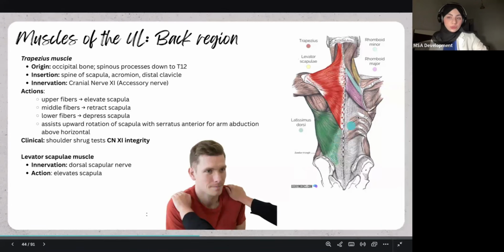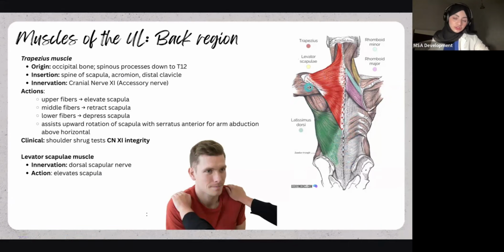Again, why? Because the origin is going to be midline, and it's going to attach to the scapula. So it either can elevate, open up the chest, or depress, right? All of it at the level of the scapula.